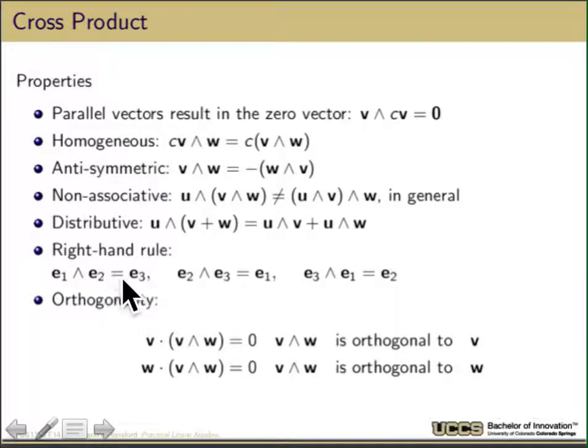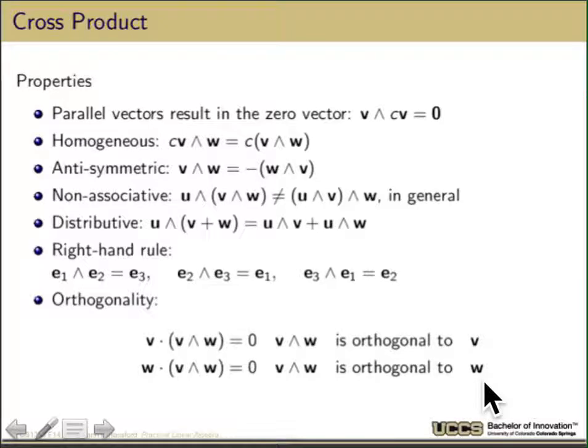So the right-hand rule, if we actually want to think about it, we can think of the three basis vectors, E1, E2, E3, or i, j, k, or x, y, z, whatever you want to think of them as, and take any two of them and cross them, you'll get the third one. In terms of orthogonality, we get the property that V dotted with V cross W is 0, so V cross W is orthogonal to V, and similarly is orthogonal to W. Okay? So those are all the properties.